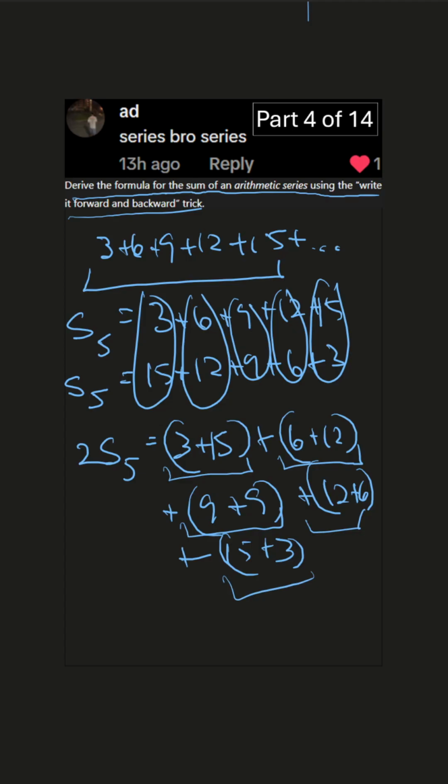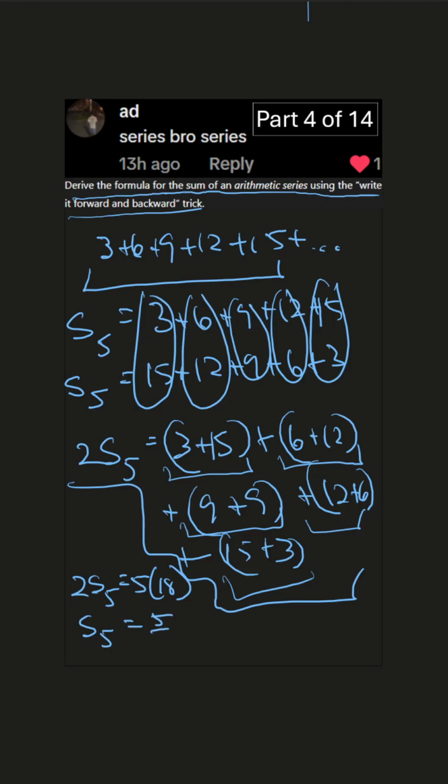So, there are 5 terms, and each of them equals 18. So 2 s sub 5 equals 5 times 18. Now we can divide both sides by 2, and we get s sub 5 equals 5 over 2 times 18.